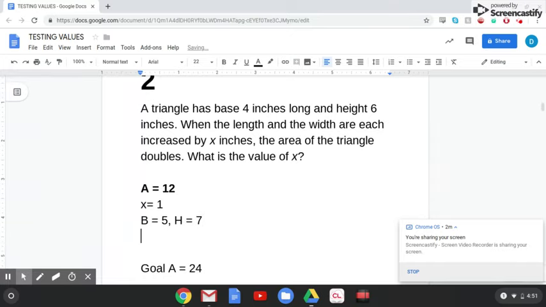So if we plug that into 1/2 base times height, we would get 1/2 times 5 times 7. You want to put that in your calculator: 35 times 1/2 is not 24. So let's then go with x equals 2. So that would mean that our new base equals 6 inches. Our new height equals 8 inches. 1/2 base times height is going to be 1/2 times 6 times 8, 48 divided by 2. That is going to give us our goal of 24. So that means that x is equal to 2.